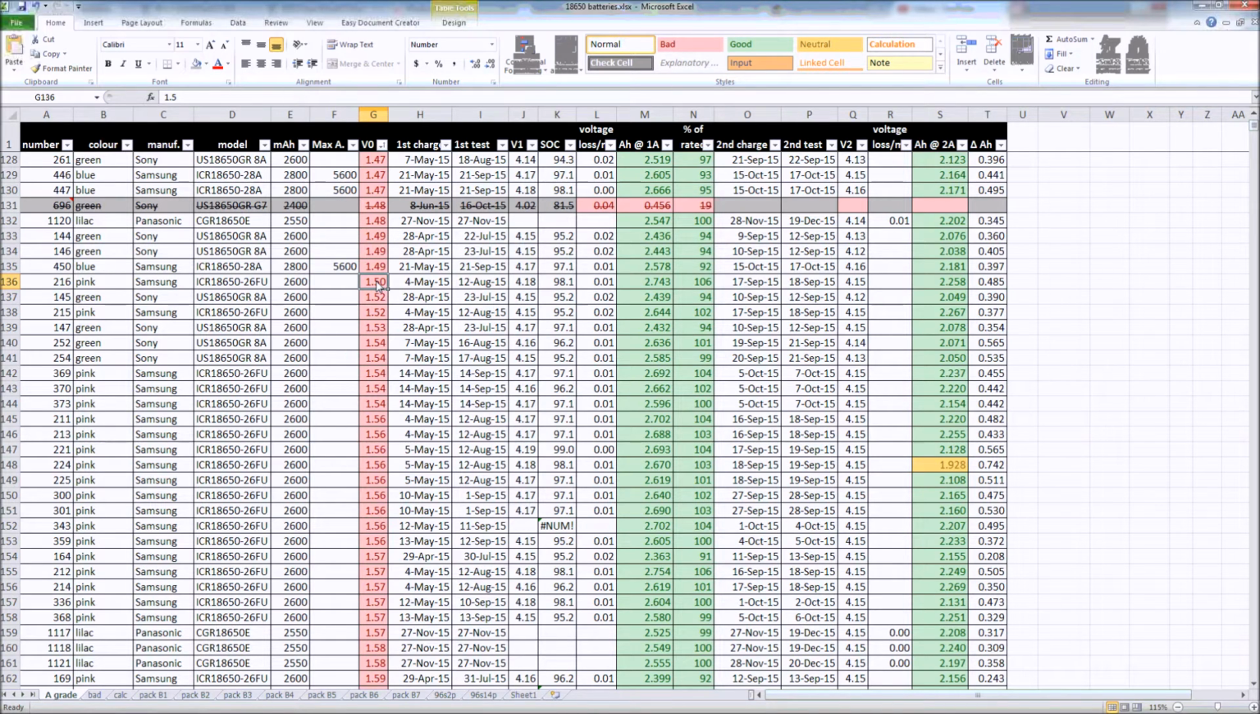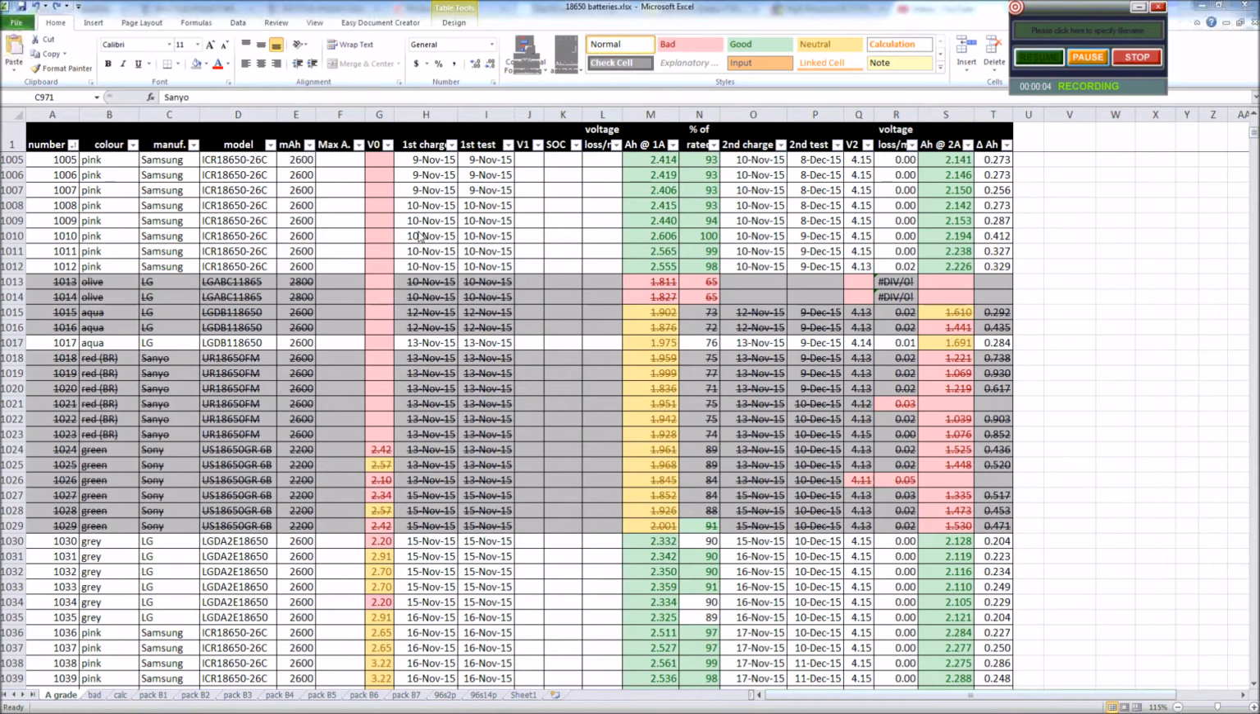If the cells are zero, then yes, I discard. It's not worth testing them. But anything above 0.7 volts, I give it a whirl, and a lot of times I end up seeing that they're good.